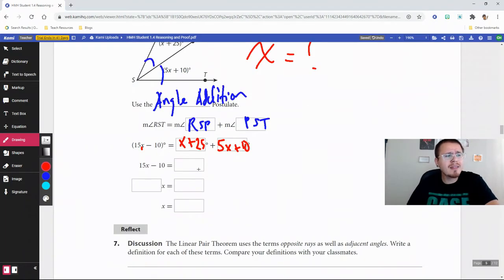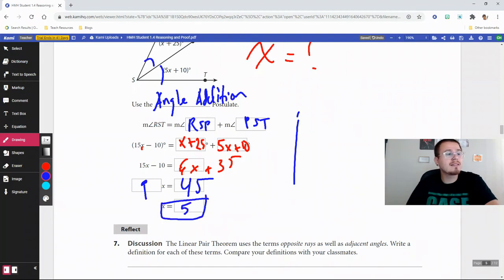Let's do some math. Combine like terms, and again, you can definitely do all this on your own. x plus 5x is 6x. 25 plus 10 is 35. Make sure you're with me. Then what I would do is subtract 6x. I don't love how the book lays this out, so I would probably just do it over here. Do your work however you do it. Subtract 6x on both sides, you get 9x. Add 10 on both sides, you get 45. Divide by 9, and you get 5.